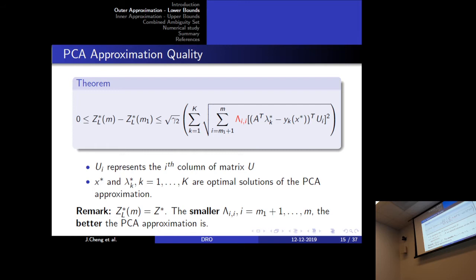We established this lower bound in our previous work. For the unused lambda i, that means the eigenvalues, the smaller they are, the smaller this term becomes. That means our approximation becomes better. That's the main result of the first part, the outer approximation. We also call it PCA approximation. We just use a dimensionality reduction technique to project the high dimension to low dimension.